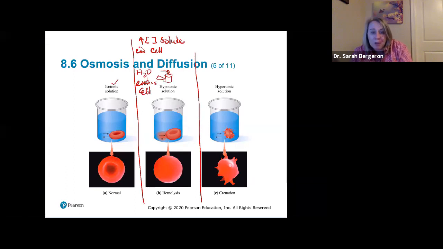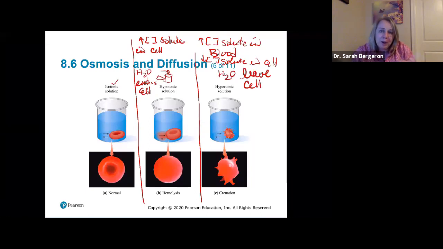If you look at your hypertonic solution, you have a high concentration of solute in the blood or in the solution, and you have a low concentration of solute in the cell. So what's going to happen here is our water will leave the cell. So either way is not good, right?